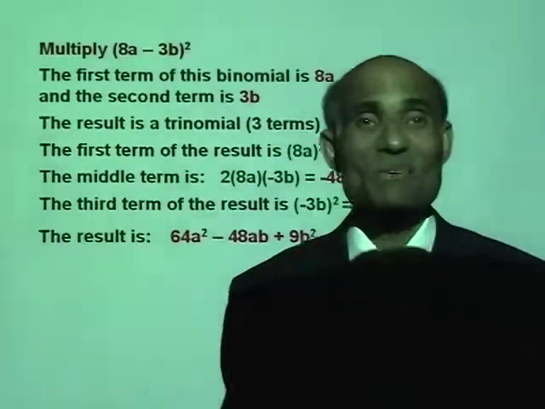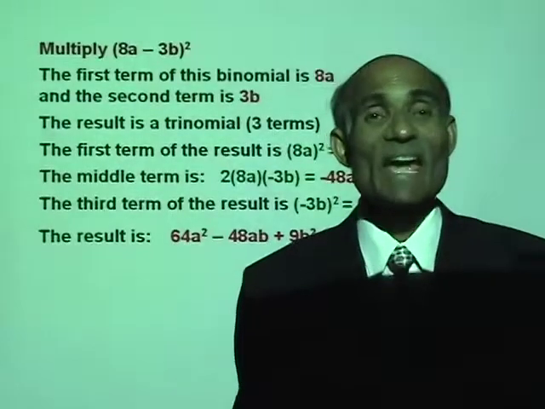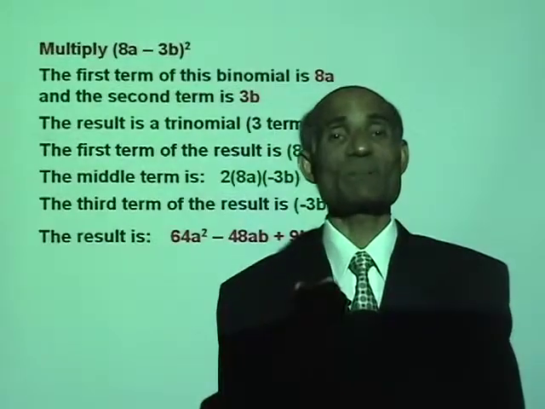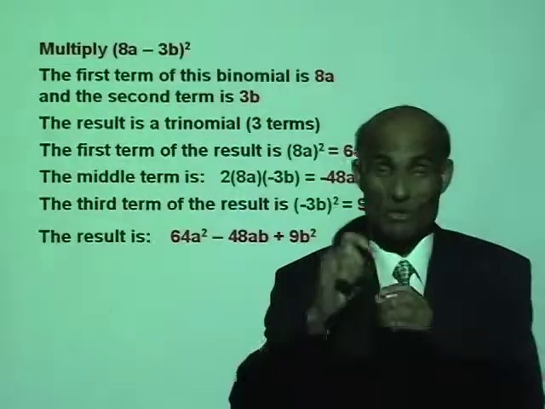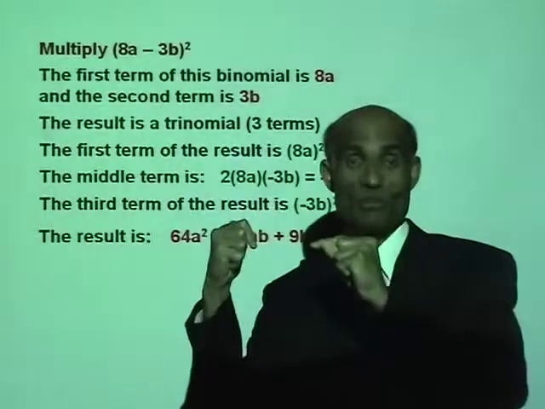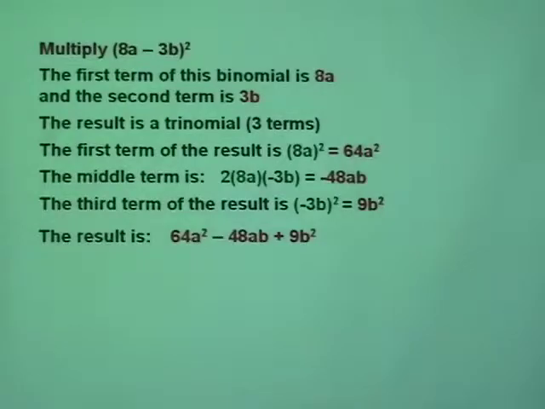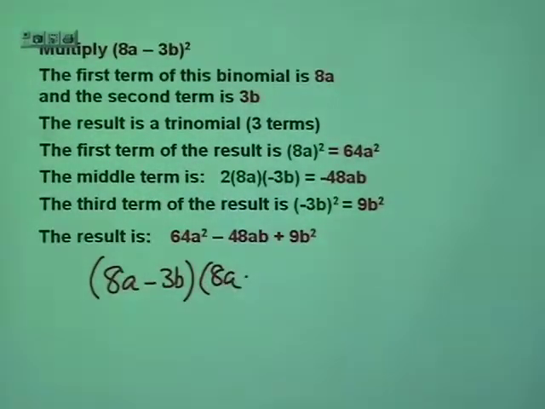Okay, let's do it the other way around. Write it as 8a minus 3b times 8a minus 3b and multiply it. Do you want to do it along with me? I'm going to do it on the board. You do it on your paper. Okay, this will be 8a minus 3b multiplied by 8a minus 3b. Alright, take care. 8a multiplied by 8a.